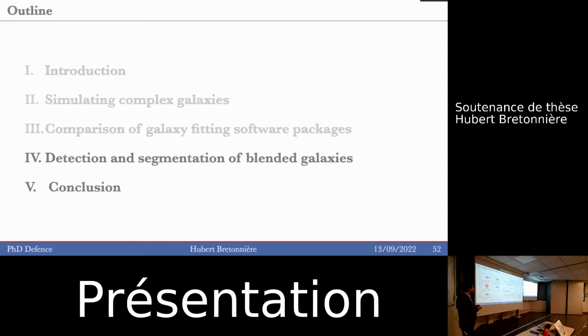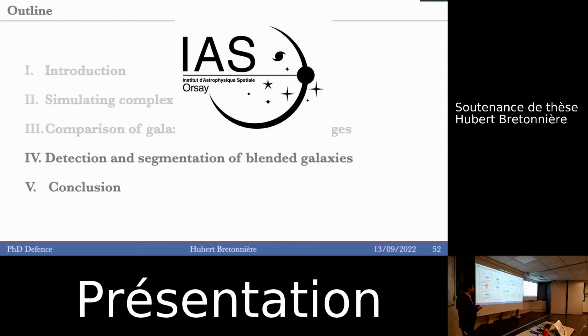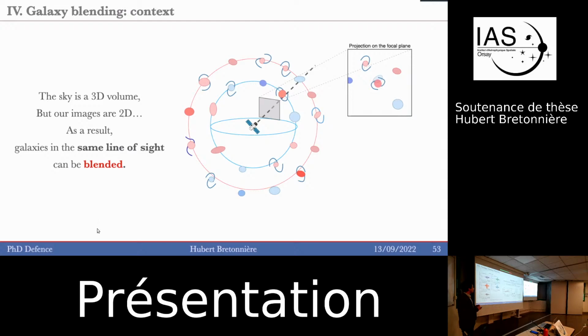So finally, I will talk about one of the projects we've done here again with deep learning to detect and do the segmentation of overlapping or blended galaxies. So a bit of context here again to show you what is blending. When you observe the sky, you have a 3D volume. So all your galaxies have a certain position in the sky, but they also have a certain depth, certain redshift. But the problem is that when you observe with your telescope, it takes pictures, and pictures are 2D, meaning that all the things that are in the line of sight of your galaxies will be projected into the focal plane, and thus two galaxies that are physically separated will overlap, and we will call this phenomenon blending.